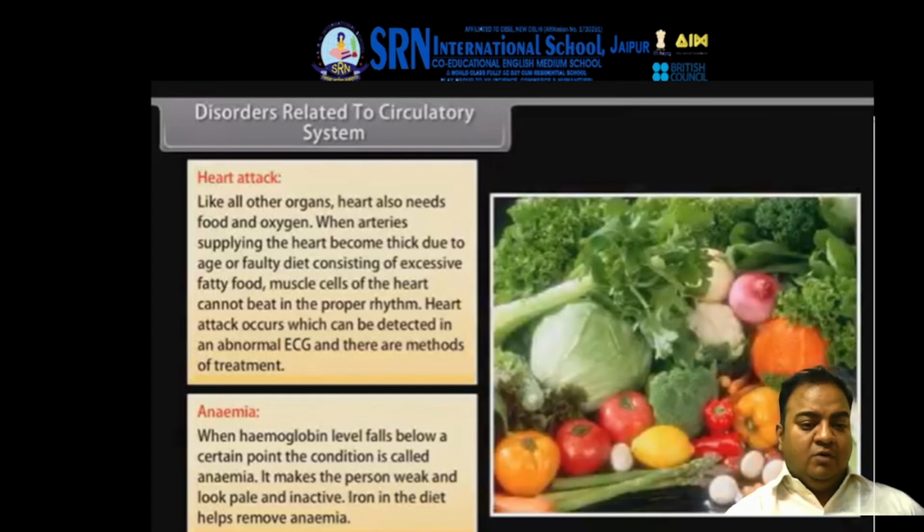Now let us think about anemia. When the hemoglobin level falls below a certain point, this condition is called anemia. The condition of anemia is more prevalent in women because they have a menstrual cycle, as compared to men. It makes the person weak and look pale, and it is also associated with loss of diet and fatigue in the women.